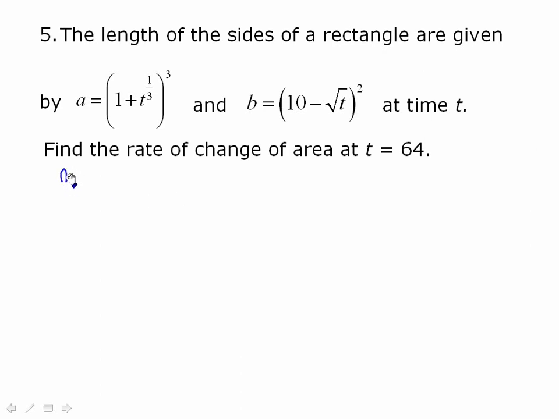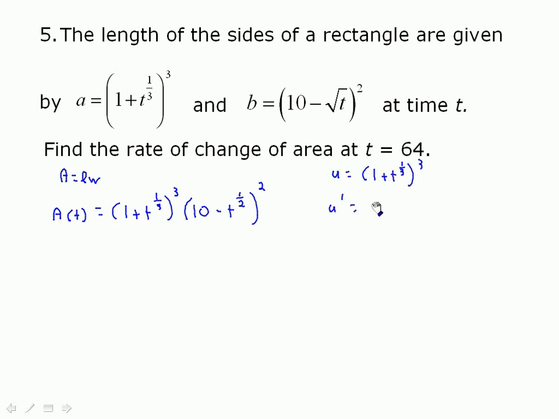So area is equal to length times width. So the area function as a function of time would be equal to one side, (1 plus t to the 1/3) cubed, times the other, which is (10 minus t to the 1/2) squared. And this is going to involve the product rule as well as the chain rule, but principally the product rule. So I take my u is equal to (1 plus t to the 1/3) cubed, and I note that u prime is equal to 3.